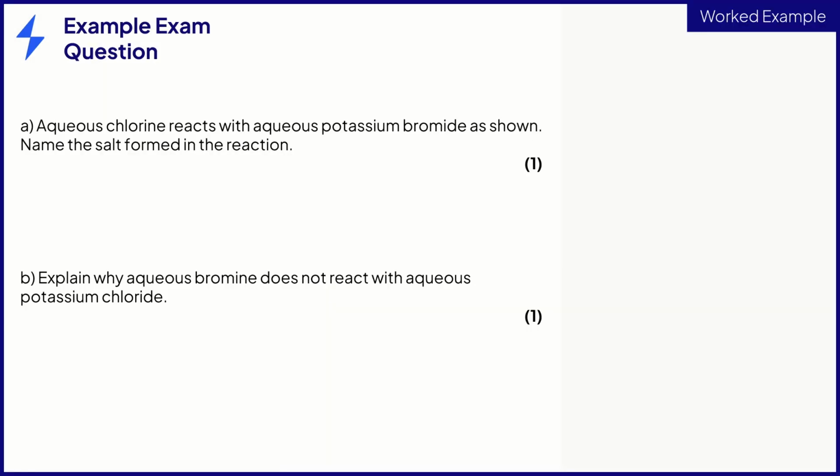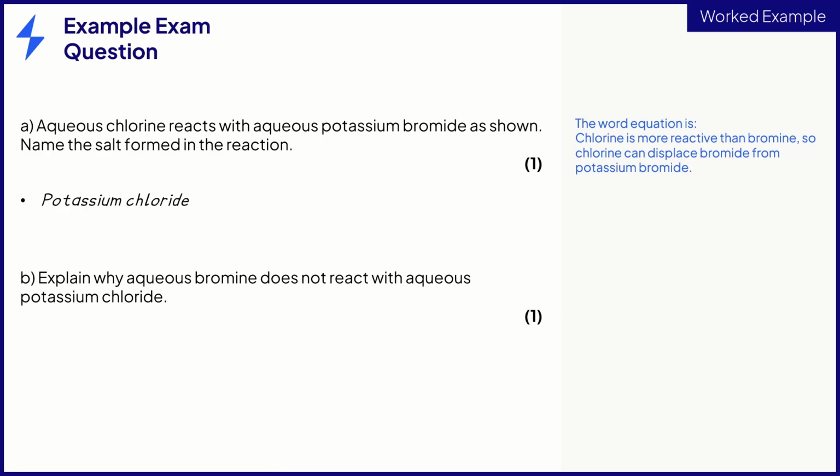Let's have a look at some worked examples. Here, you are asked to name the salt formed when aqueous chlorine is reacted with potassium bromide. First, think if there is a difference in reactivity between these two halogens. There is. Chlorine is more reactive than bromine, so the new salt formed will be potassium chloride. This scores 1 mark. In Part B, you are asked why this reaction can occur.